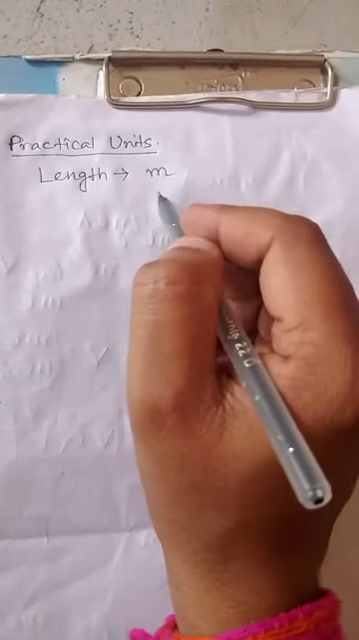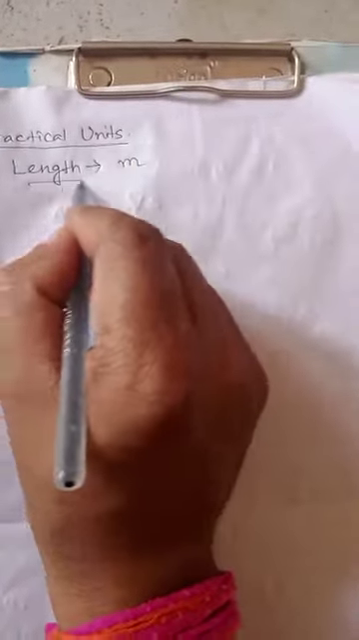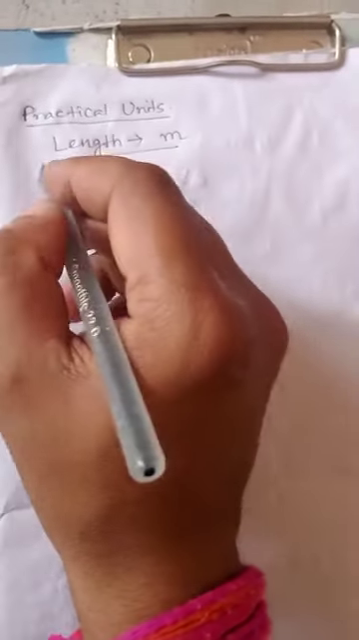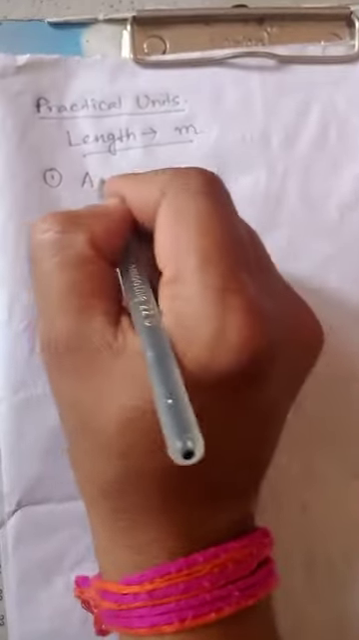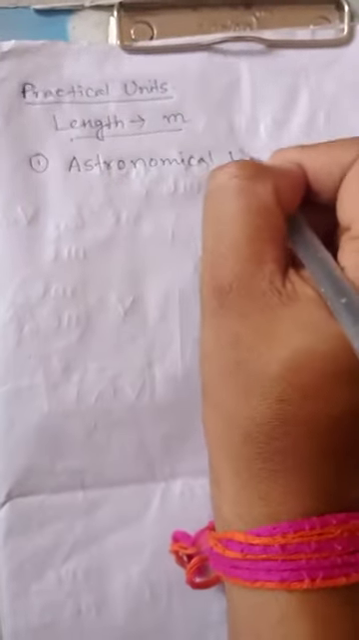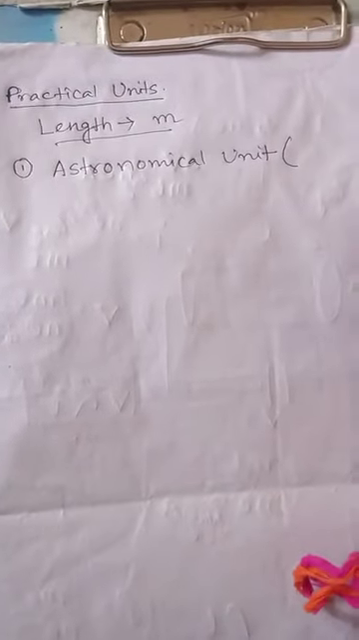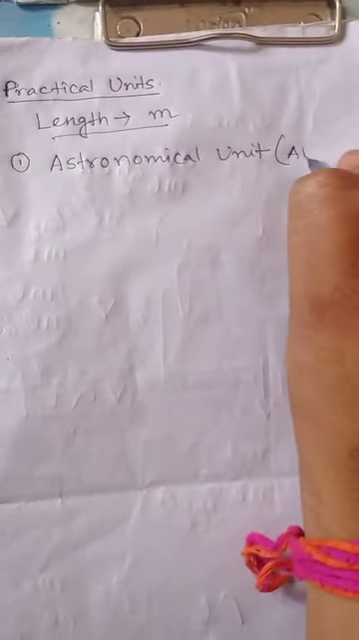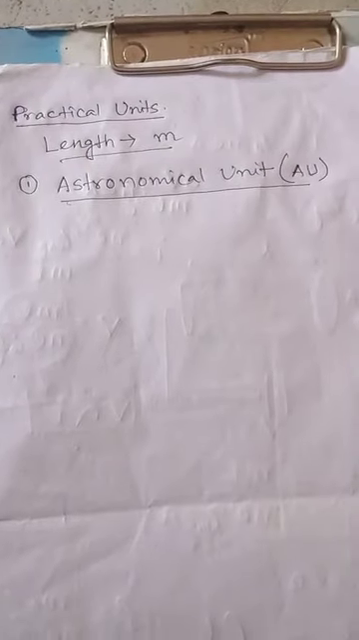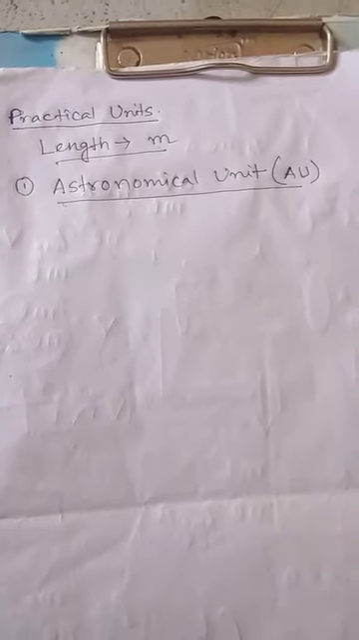Besides meter, centimeter or kilometer, we use other units to find length. When we measure bigger distances, we use another unit of length, like the astronomical unit, which we write as AU. What is an astronomical unit? An astronomical unit is the distance between the earth and the sun.